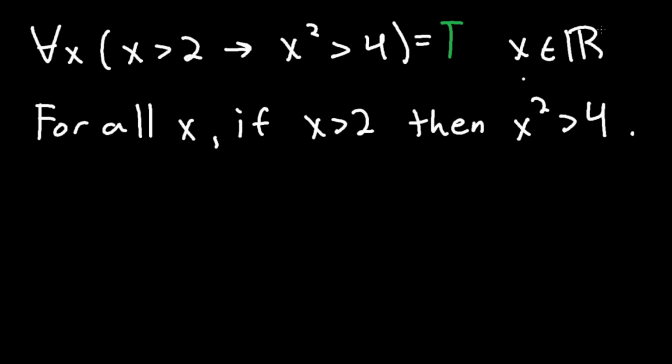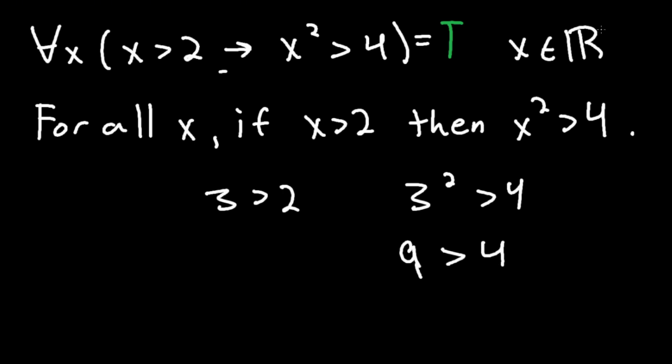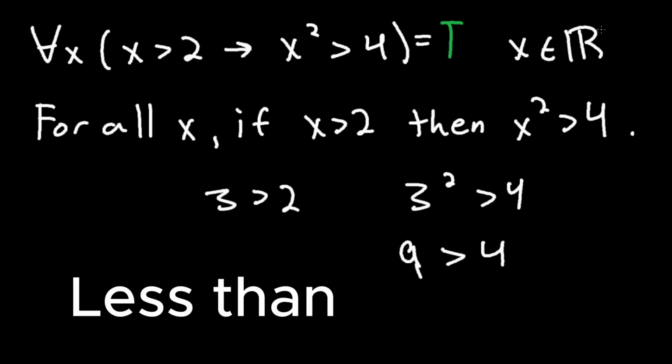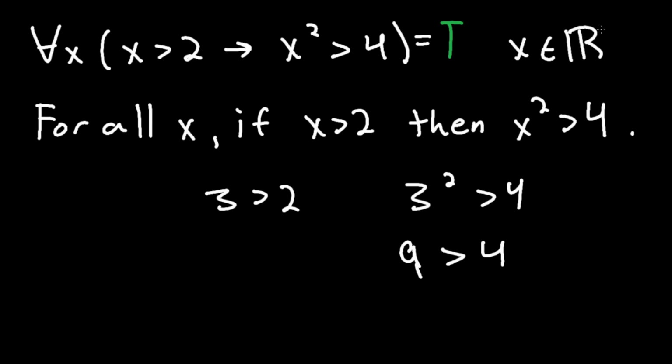So let's take a look at a real number that's close to 2. Let's say 3. 3 is greater than 2, and if we square 3, is this greater than 4? Yeah, 9 is greater than 4. So if we look at the conditional, it gives us a completely different scenario. We don't care when x is not greater than 2. It will always be true. The conditional just states that if x is greater than 2, then x squared is greater than 4.